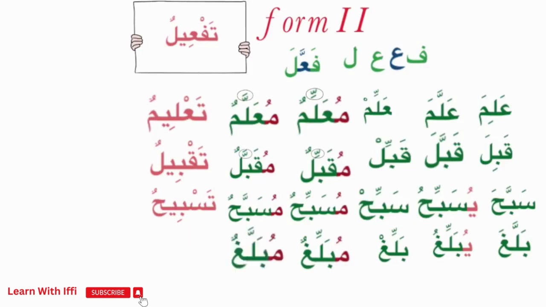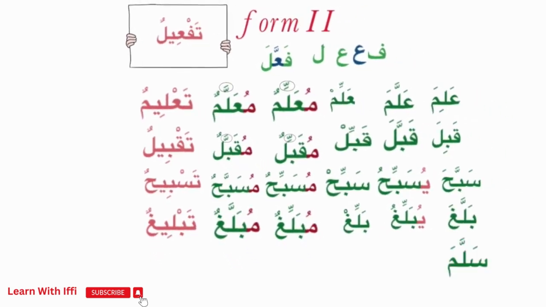And how do we make masdar from ballagha? On the pattern of taf'il it will be tablighun. So you say tabligh jamaat. So it's tablighun. It's actually the masdar from form 2 fa'ala, to invite.